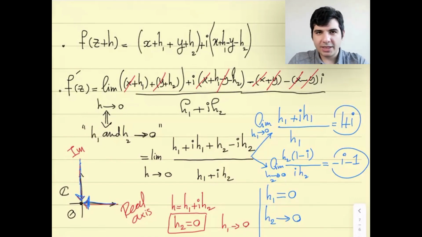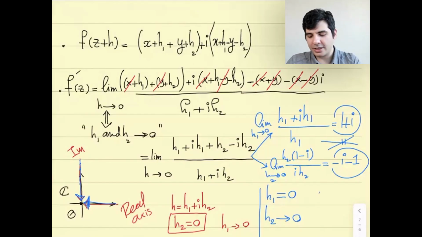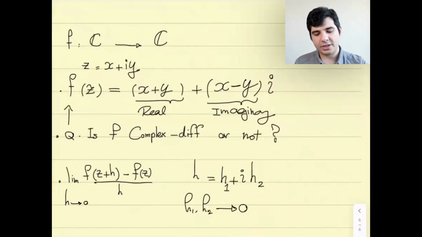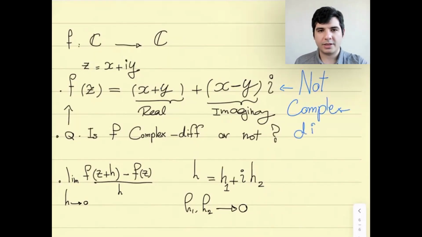So if the limit exists, it should be a fixed thing. But here, these two numbers are not equal, right? This is a contradiction, which means the limit we started with does not exist. If h goes to 0 along two different paths, we get two different answers. That is not possible. So we don't have a limit. That implies this function, x plus y plus (x minus y)i, is not complex differentiable, right?